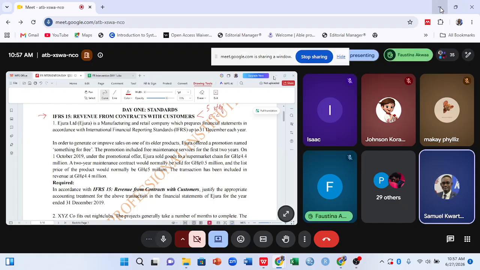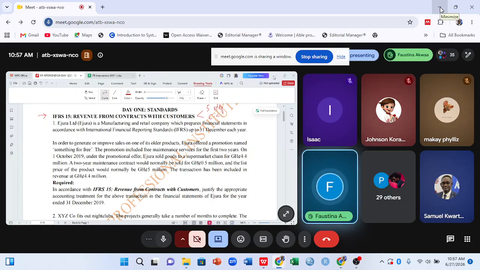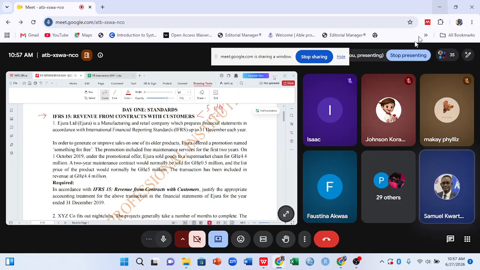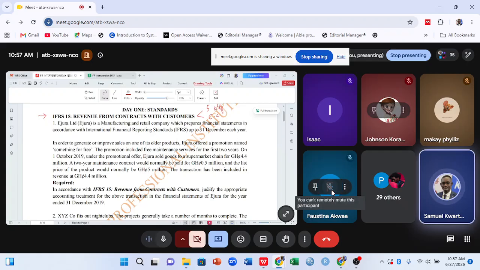Faustina, go ahead. The identification of a contract with the customer, which is the drawer sold goods to a supermarket chain for 4.4 million. So I think you find the contract with the customer there. Yeah, I understand you, but you don't answer it that way in exams. You answer using a criteria for identifying a contract. You have criteria for contracts.